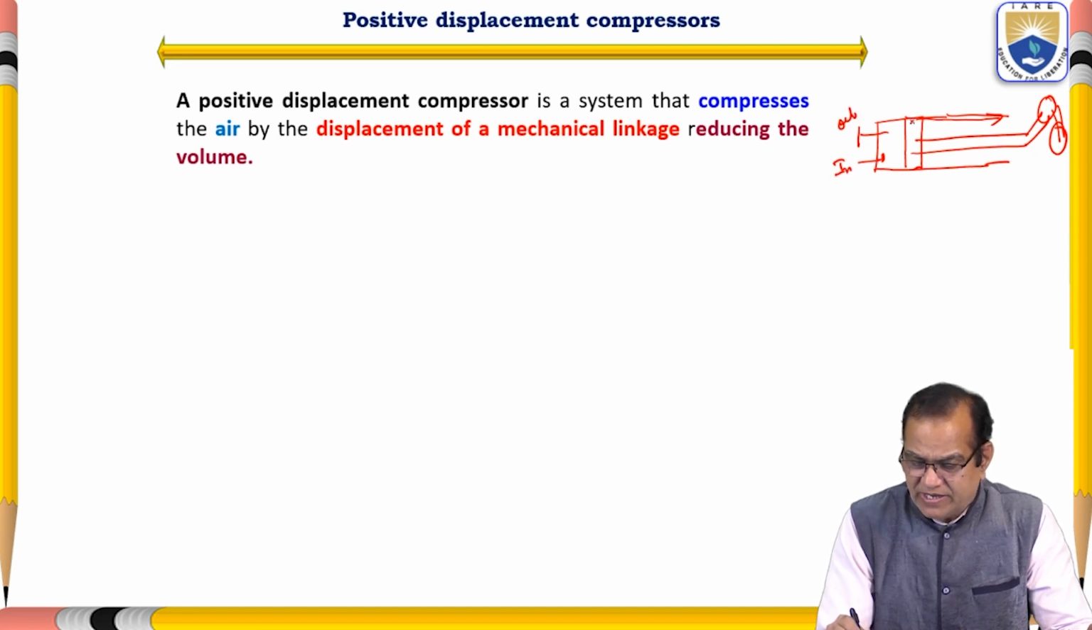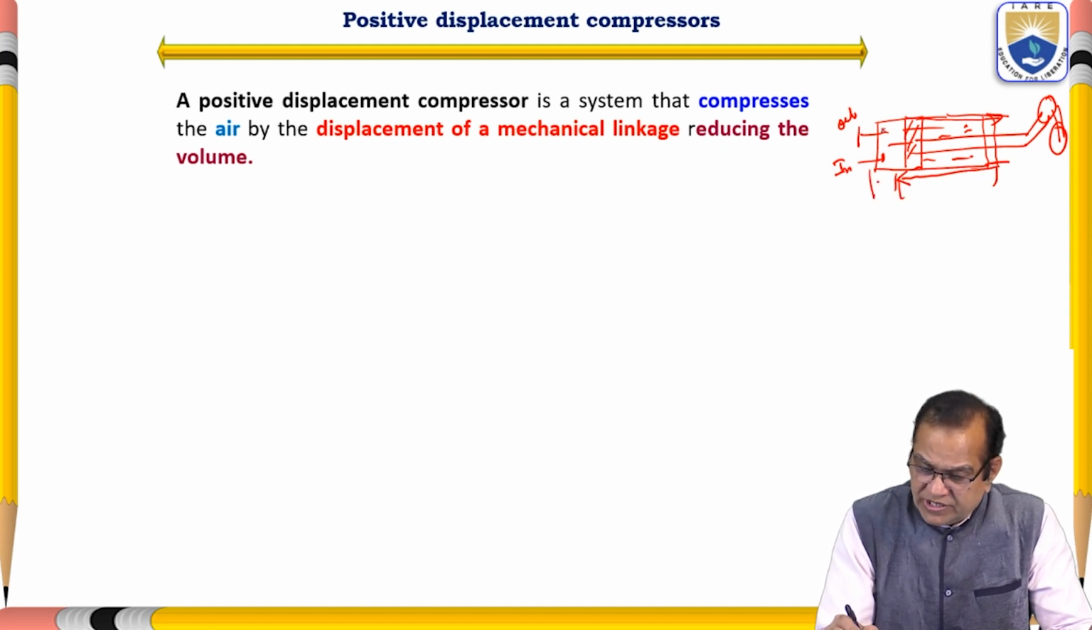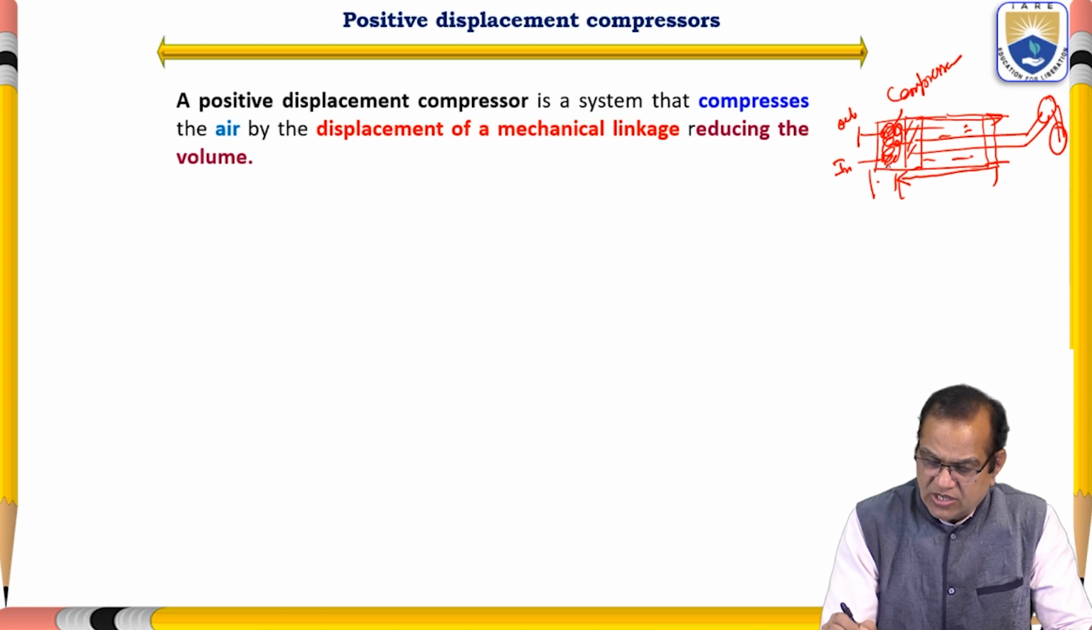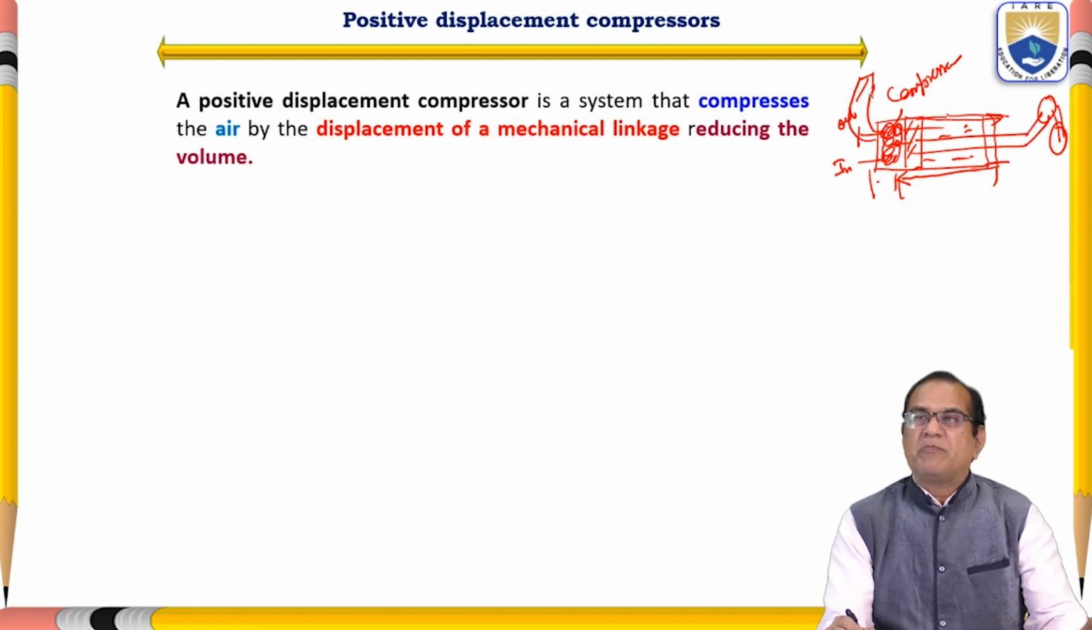Initially the inlet valve will open, and the piston will move from here to here. After it has reached here, it will compress the air again. So this much volume has become this much, and here you will have the compressed air. Then the outlet valve will open and the compressed air will go to the required place.